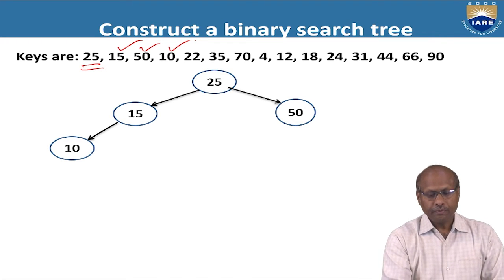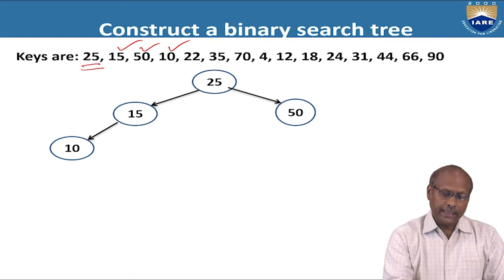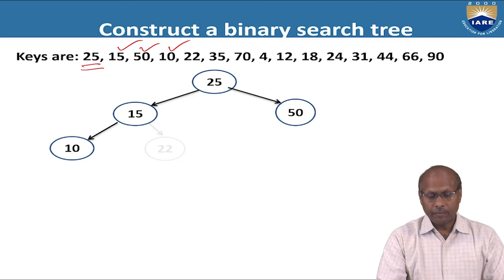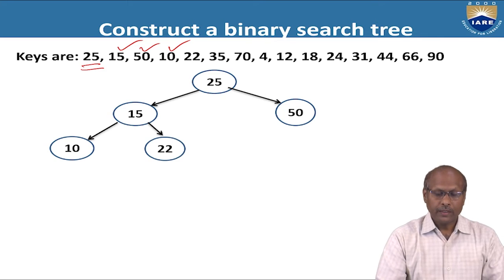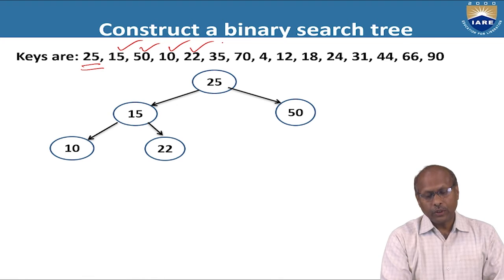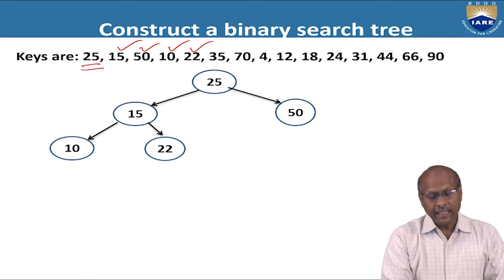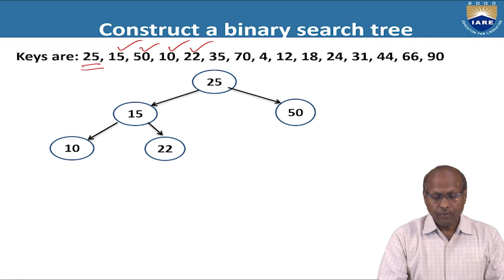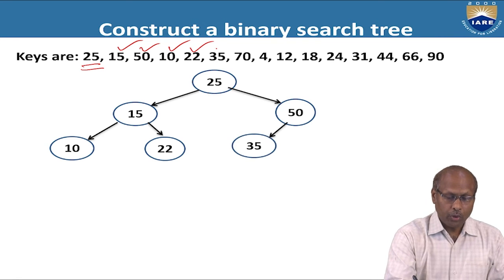Next 22. Because you have to start checking from the root, 22 is less than 25 but greater than 15. So right of 15. Next 35. 35 is greater than 25, so right of 25, but less than 50. So left of 50. So 35 is over.